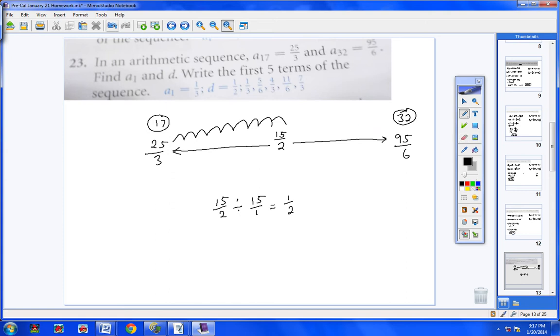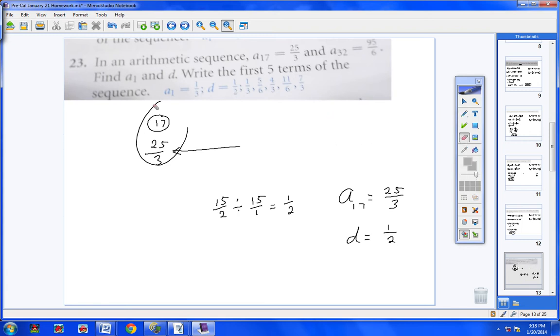So here's what I just found out. Are you ready? Let's write down what we know. We know our 17th term is 25 over 3. We know that right here. We know our common difference is 1/2. You know what? I'm ready to use my formula, and I'm ready to solve this thing.